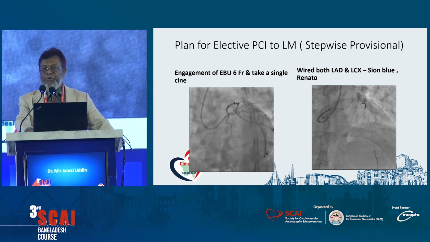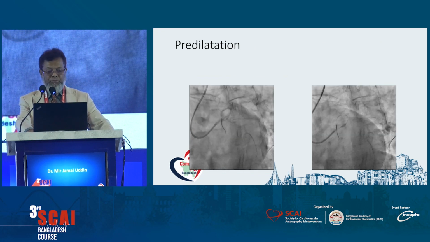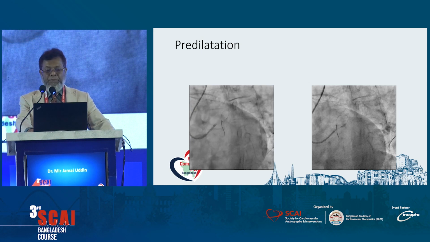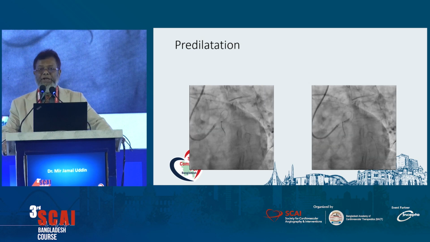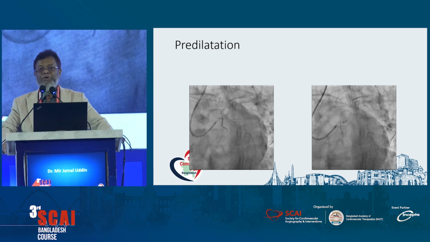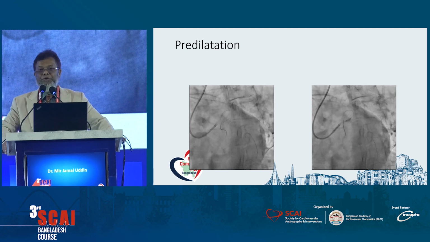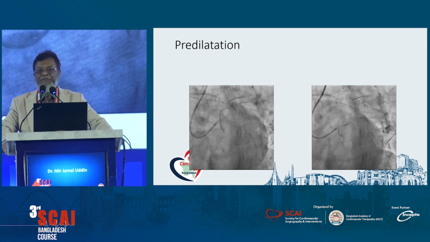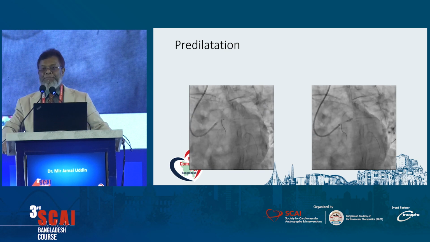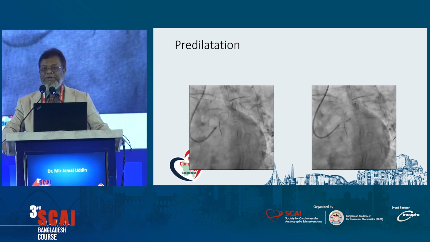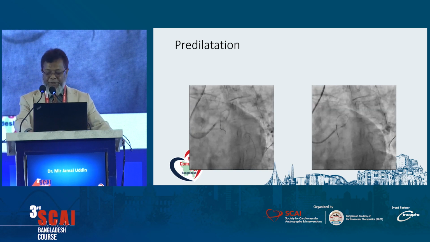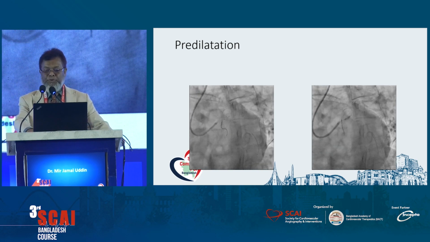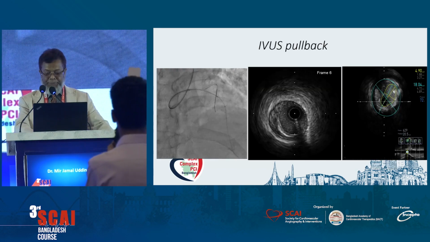Here we have taken one view for control, and we have pre-dilated the lesion. How have I pre-dilated the lesion? Inflating the balloon at half the diameter of the balloon, progressing towards the left main, distal left main. Whenever I felt obstruction, I deflated the balloon, and further going forward, I inflated the balloon, and this way I have pre-dilated the lesion.